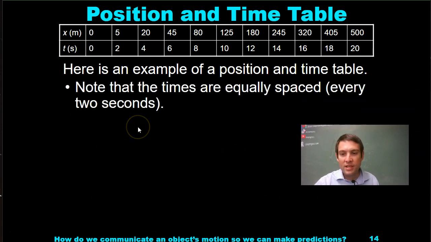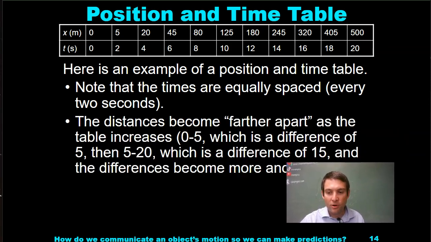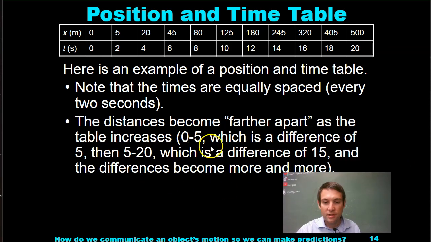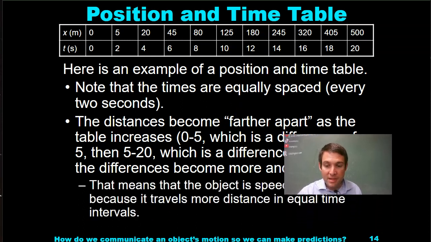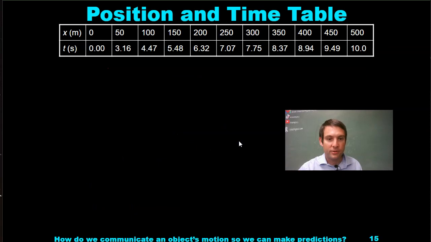Note that the times are equally spaced every 2 seconds. The distances become farther apart as the table increases. 0 to 5, which is a difference of 5, then 5 to 20, which is a difference of 15, and so on. The differences are becoming more and more. This means that the object is speeding up because it travels more distance in equal time intervals.